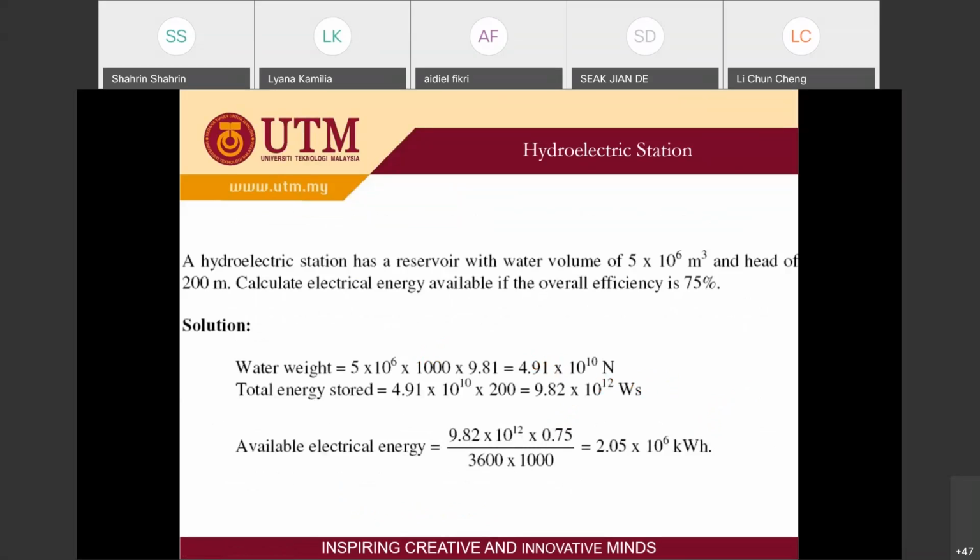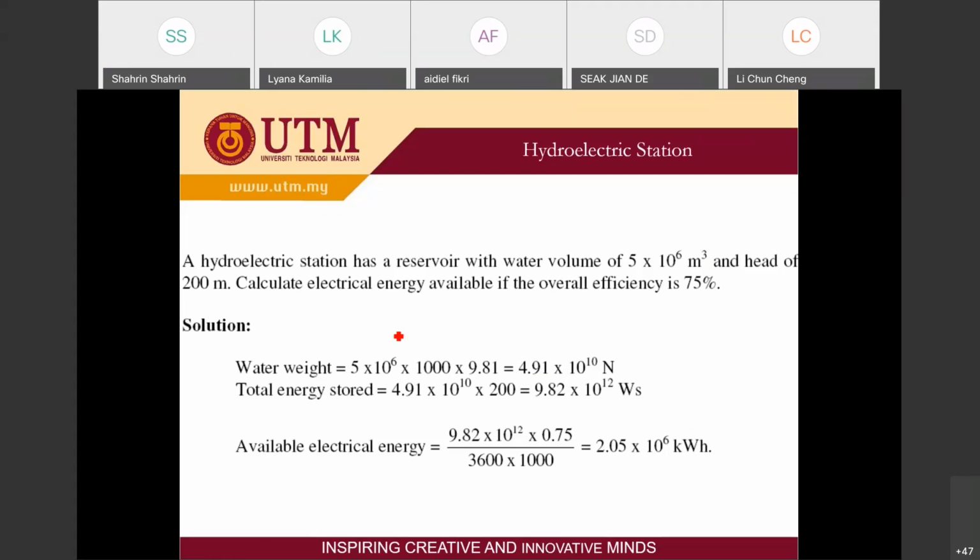Let's look at the first example. A hydroelectric station has a reservoir with a water volume of 5 times 10 to the power of 6 meter cubic and the head difference is 200 meter. Calculate the electrical energy available if the overall efficiency is 75%.